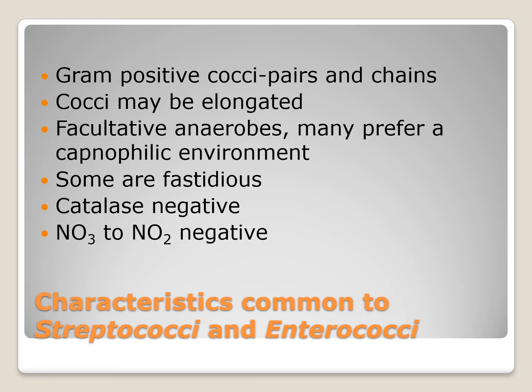So most of our Streptococcus and Enterococcus are facultative anaerobes. However, the alpha hemolytic Streptococcus are capnophilic organisms, so they prefer 3 to 10% CO2. Some are fastidious, and it's those alpha streps again that are fastidious. They're catalase negative, and if you recall from the last unit, our Staphylococcus are catalase positive, but our Streptococcus are catalase negative, and they will not reduce nitrates to nitrites. And of course, Staphylococcus does reduce nitrates to nitrites, but Streptococcus does not. Okay?